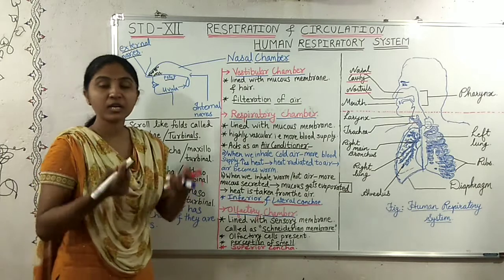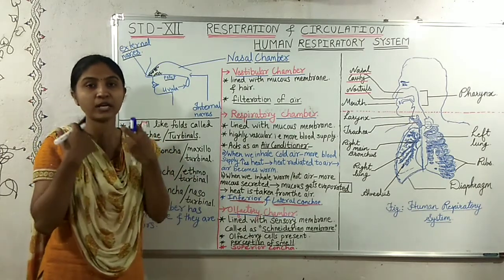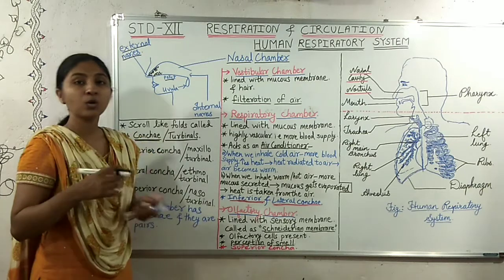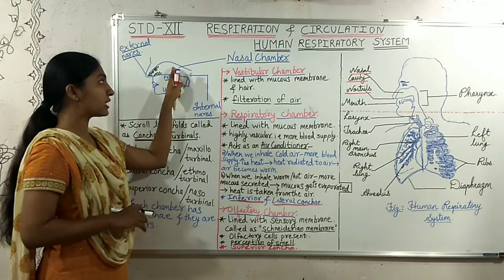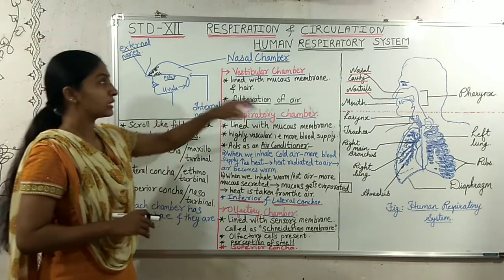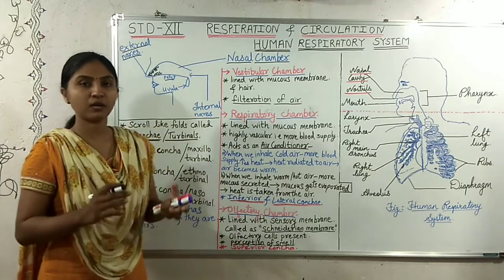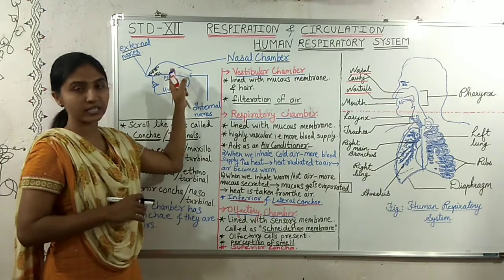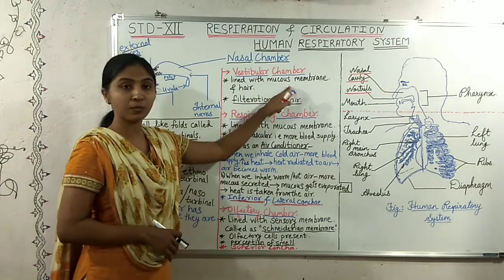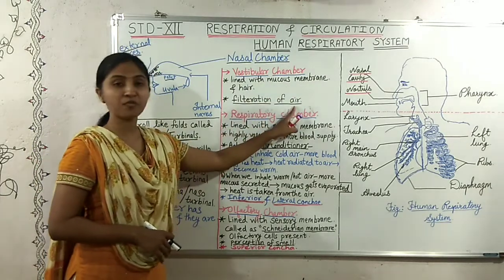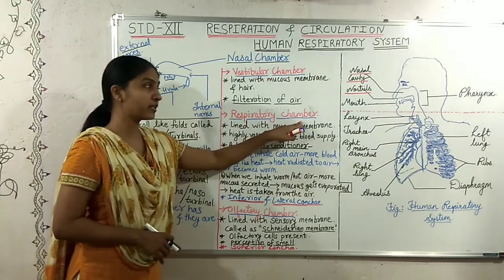Now, when we inhale the air, sometimes dust and dirt particles also enter our nostrils. To prevent those dust and dirt particles from entering inside the chamber, this mucous membrane and the hair help in preventing them from entering. So, the function of this vestibular chamber is filtration of air. The next part, that is the respiratory chamber.